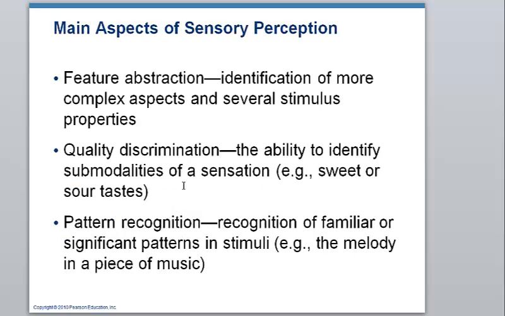What is the result of the integration? You realize the several properties of whatever you felt. Okay. Quality, that's feature abstraction. Quality discrimination: you taste something, and you can distinguish the taste between two different things. Submodalities is what you're doing. And then pattern recognition. Have you heard this? Familiar patterns. That's what is going to happen.